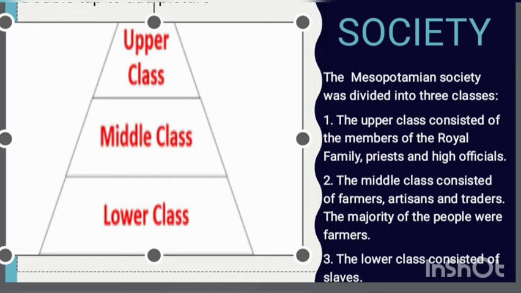Social structure. Mesopotamian society was divided into three classes: the upper class, the middle class, and the lower class. First, the upper class consisted of the members of the royal family, priests, and high officials. Second, the middle class consisted of farmers, artisans, and traders. The majority of the people were farmers. The lower class consisted of slaves.